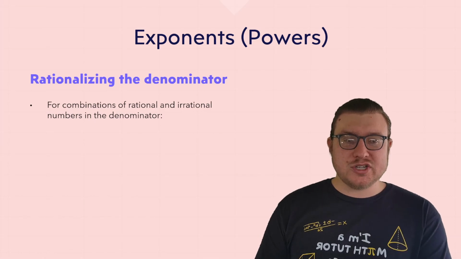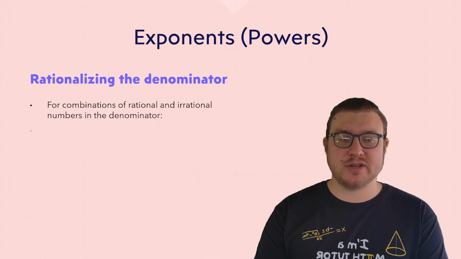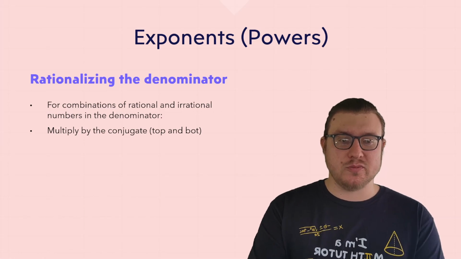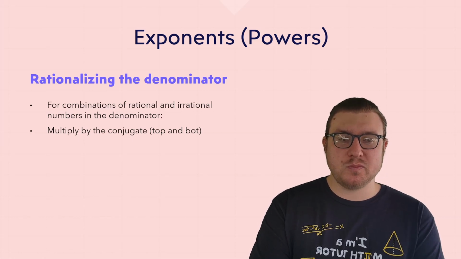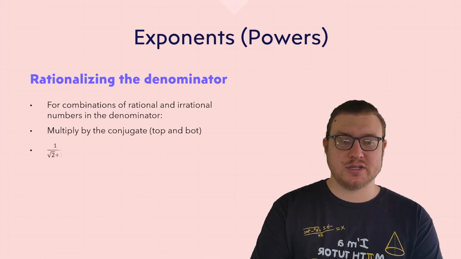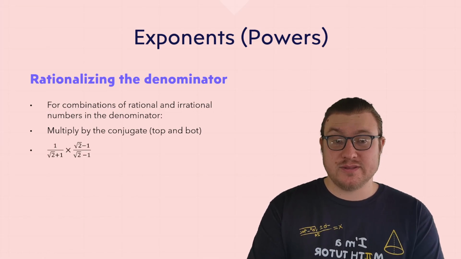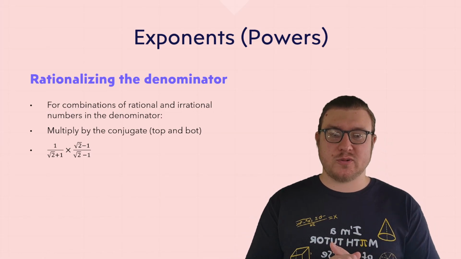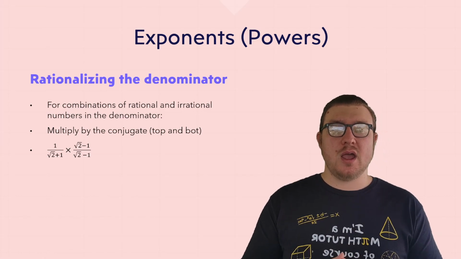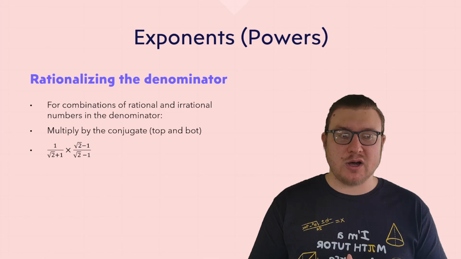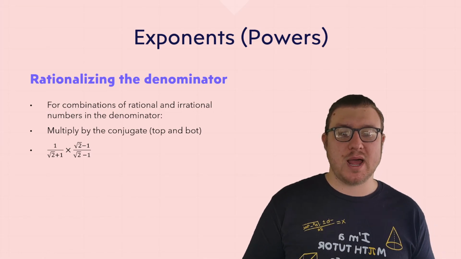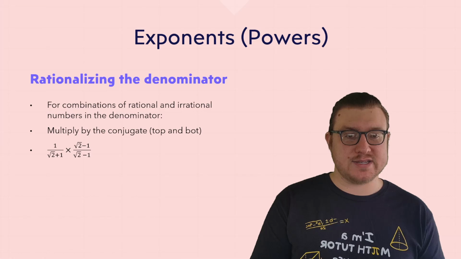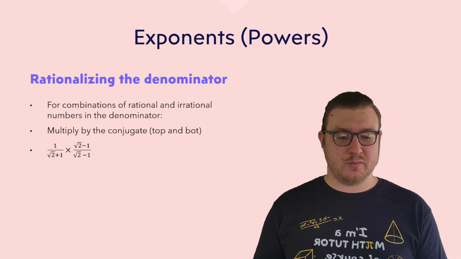So for combinations of rational and irrational numbers in the denominator, let's have a look at what we need to do. We want to multiply by the conjugate divided by the conjugate. This is now our fancy 1. So here we can see 1 over the square root of 2 plus 1. We want to get the square roots out of the denominator, so we multiply by square root 2 minus 1, both in the top and the bottom of the fraction.